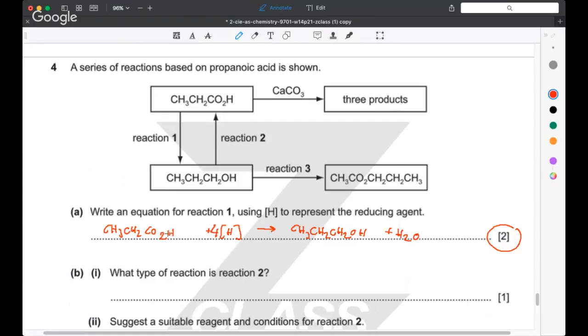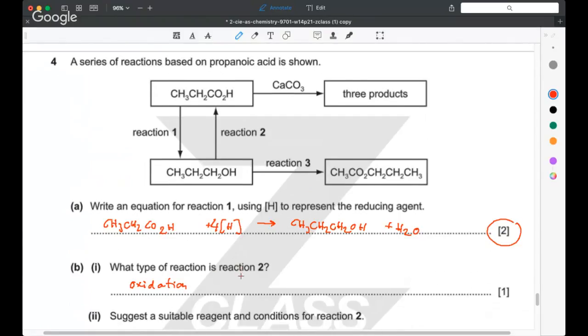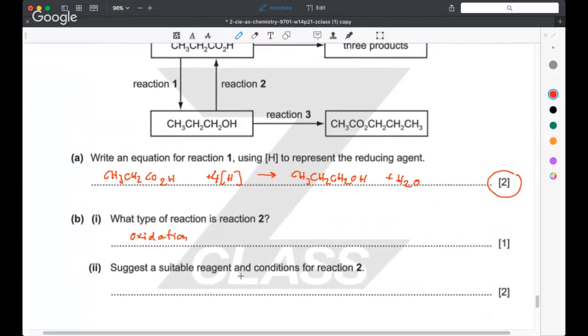And that was a reduction, wasn't it, of a carboxylic acid to an alcohol. Now the opposite of that, going from the alcohol to the carboxylic acid, well, that's not a reduction, it's an oxidation. I think that's an easy mark there. And for a suitable reagent, well look, in these questions they ask for reagent and conditions. So there's 2 marks here.